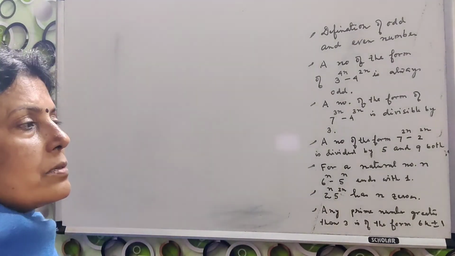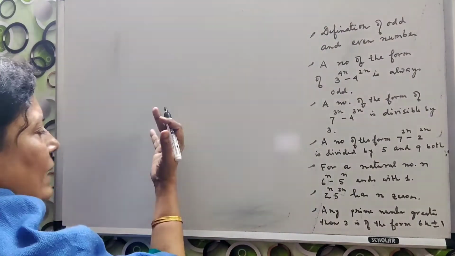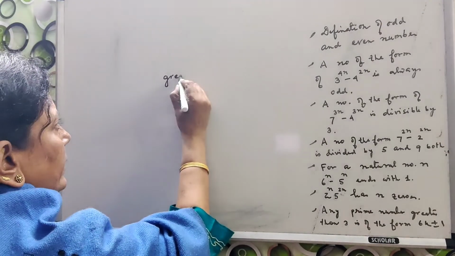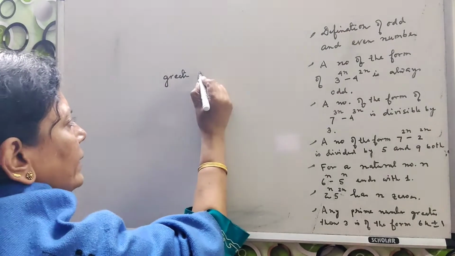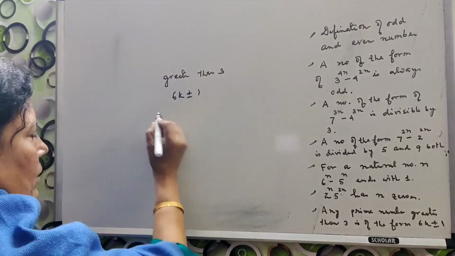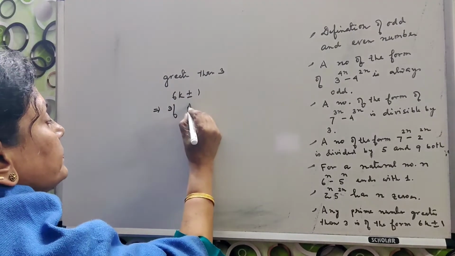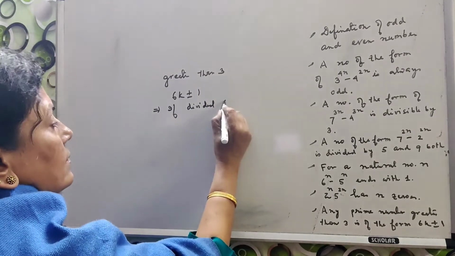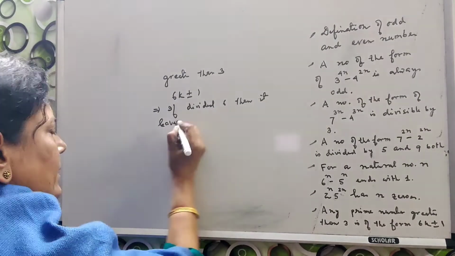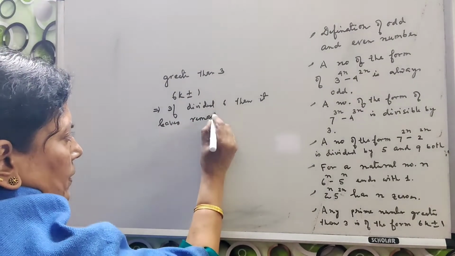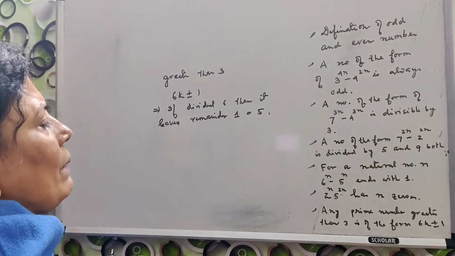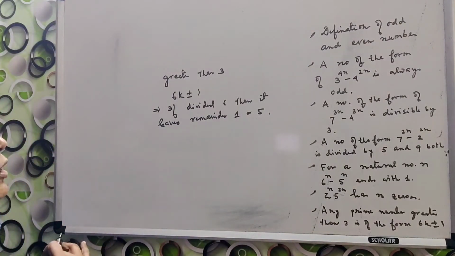Okay. Now what about any prime number? By using Euclid's division lemma, we can define a prime number in a special way. Any prime number greater than 3 must be of the form 6k plus or minus 1. That implies if divided by 6, it leaves remainder 1 or 5. Remainder 1 or 5. This is the general form of a prime number.